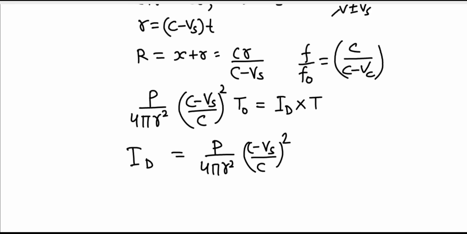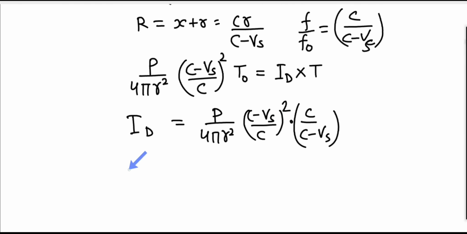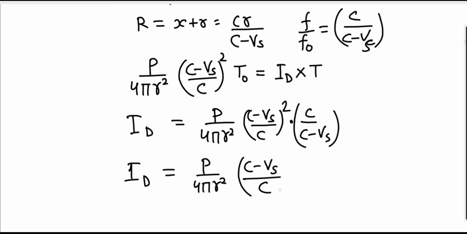And we'll just apply it here, c by c minus vs. So we'll cancel one term here, and what we will get for the answer of the second case is equal to p by 4 pi r square (c minus vs by c), right? That can be written as p by 4 pi r square (1 minus vs by c), right?